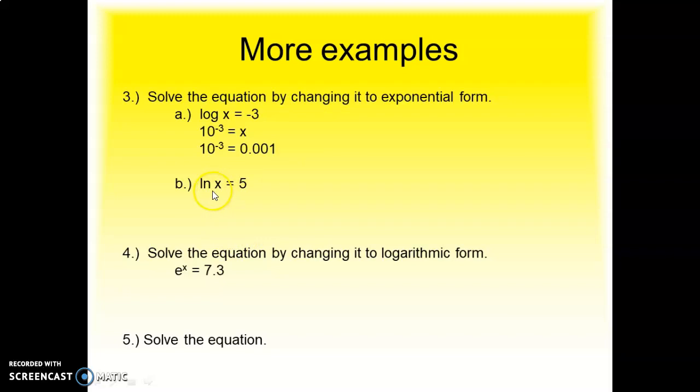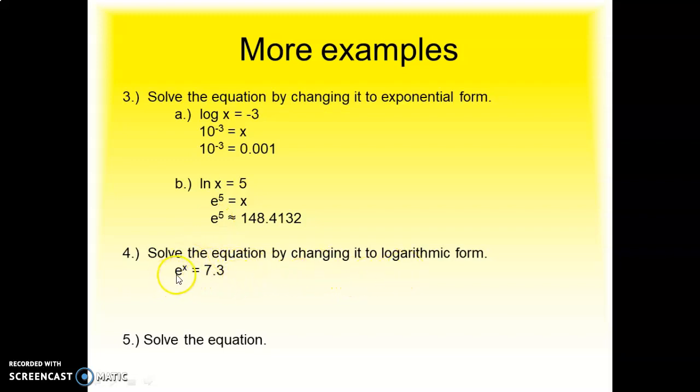All right, the next one. You're thinking e to the 5th power is equal to x. Then you actually have to go in your calculator and type in e to the 5th power to get a decimal approximation, which is that. You have to hit the second natural log key to get the e.